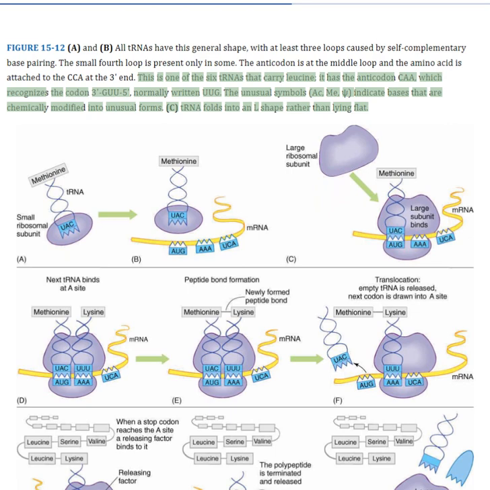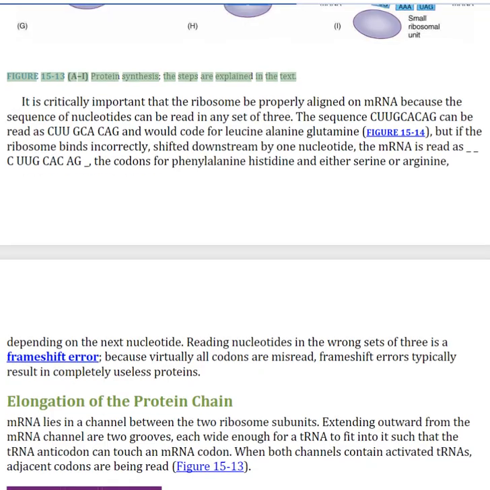This is one of the 6 tRNAs that carry leucine. It has the anticodon CAA, which recognizes the codon 3' GUU 5', normally written UUG. The unusual symbols indicate bases that are chemically modified into unusual forms. tRNA folds into an L shape rather than lying flat. Figure 15.13. Protein synthesis. The steps are explained in the text.